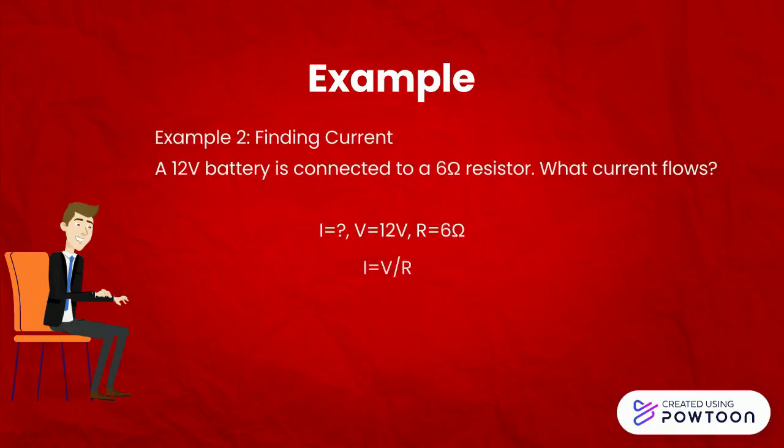Example number 2. A 12-volt battery is connected to a 6-ohm resistor. What current flows? We know the formula to find the current, which is I equals V divided by R. We replace the values that are given to find the current, which is 2 amperes.